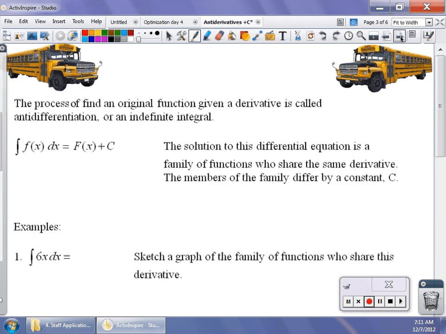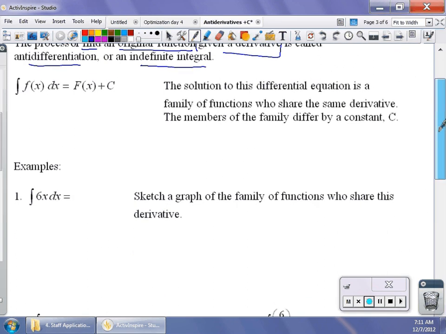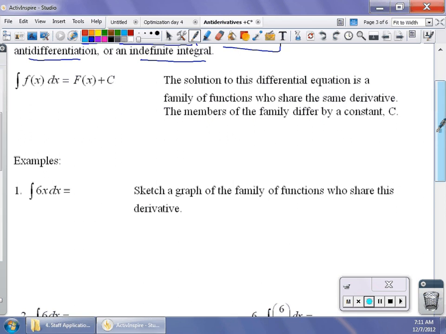All right, let's summarize what we've done here. The process of finding an original function, so that is our objective. Find the original function. We're going to be given a derivative, is called antidifferentiation or indefinite integral. And I've mentioned that already in the discussion. The symbol that you see here, we already talked about the fact that if you find the antiderivative, we are in terms of x. This is what tells you the variable that you're working with.